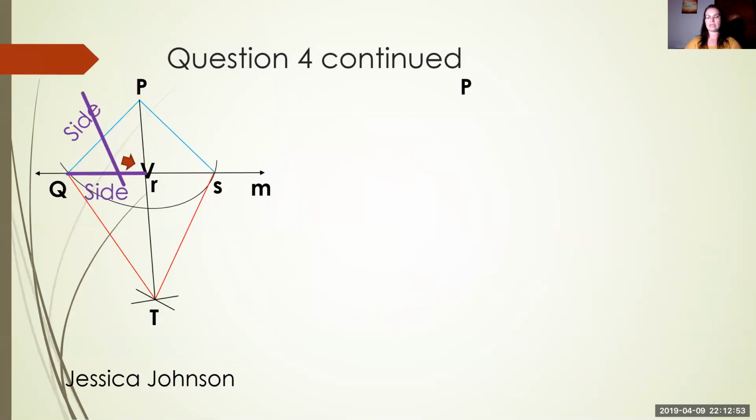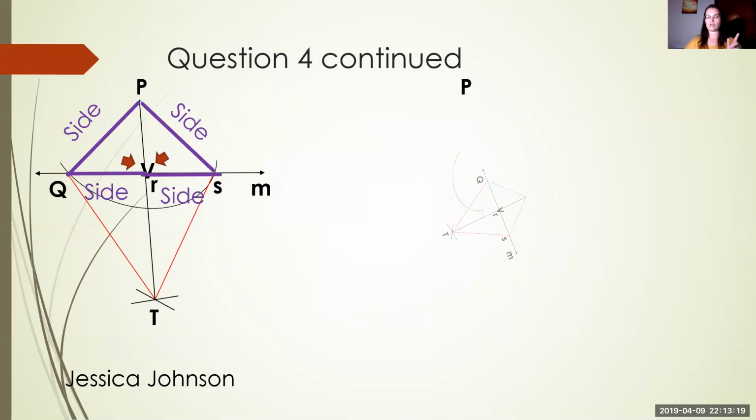Side QP is congruent to side SP. Side QV is congruent to side SV. Angle V in triangle QPV is congruent to angle V in triangle SPV. And this is because line segment PV is congruent to itself.